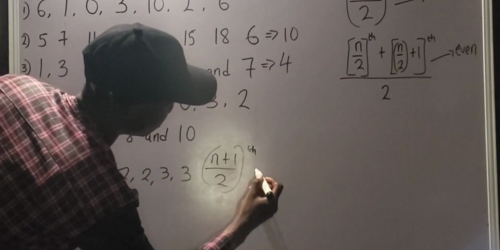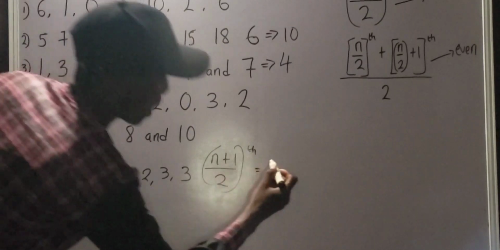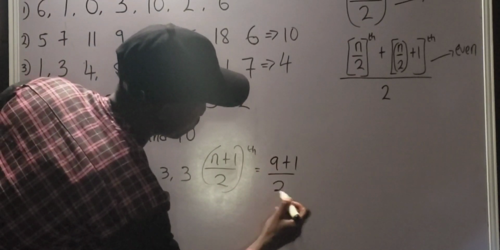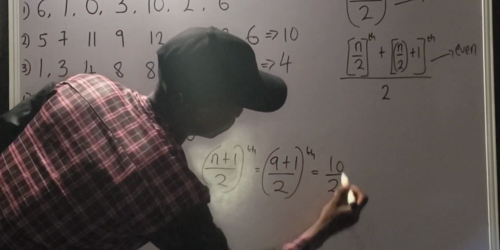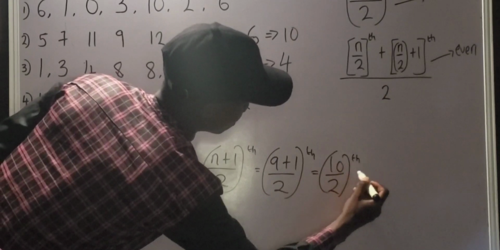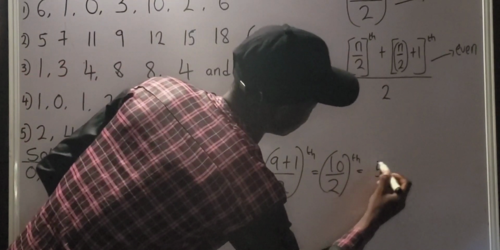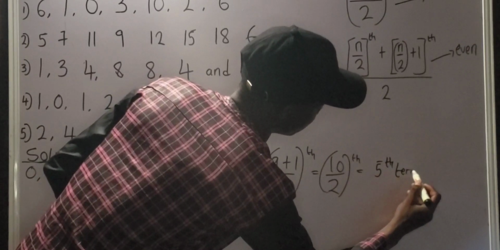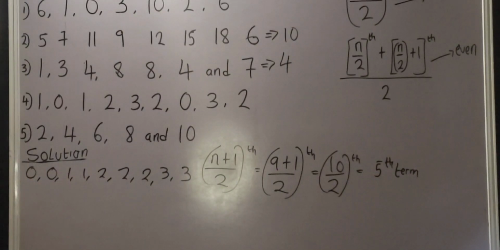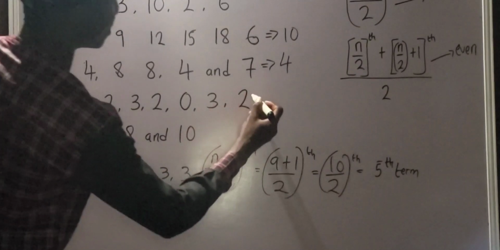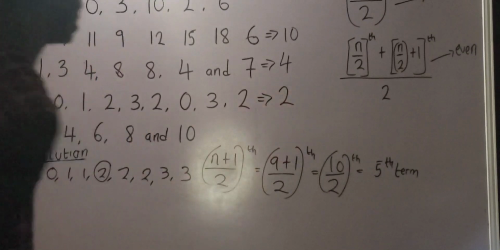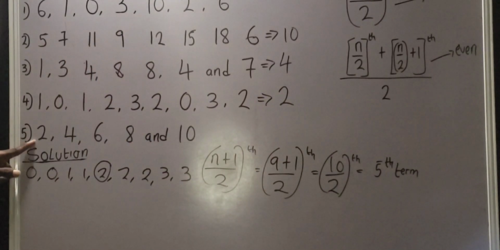So, using this, n is 9. So I'm going to have 9 plus 1 all over 2. 9 plus 1 is 10. So I'm going to have 10 over 2. 10 over 2 is what? 5. So the fifth term among my data set will be the median term. Now let us count. This is the first term, the second term, the third term, the fourth term, and this is the fifth term. So 2 is my median number. You understand? So the median for the data set here is 2. Now I want you to attempt question number 5.